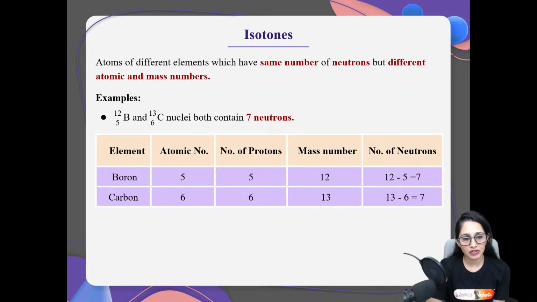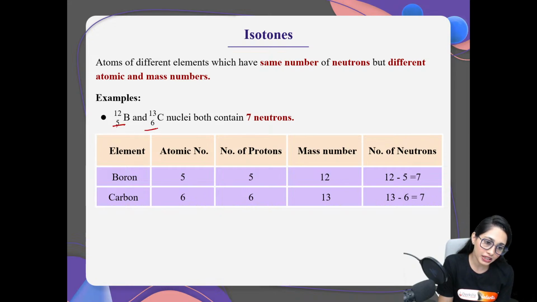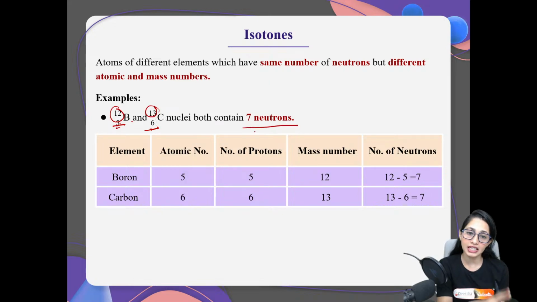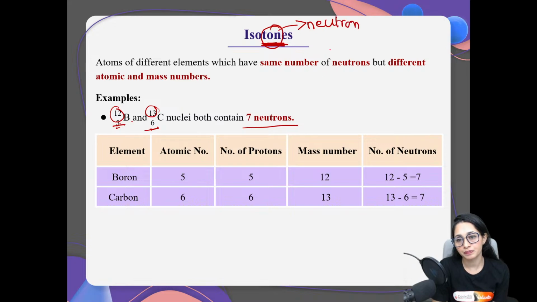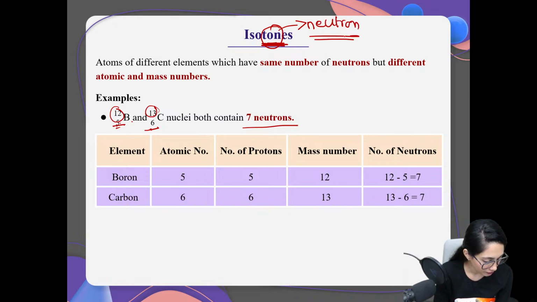And then we have some other examples, boron and carbon. These are isotones. What are isotones? They have the same number of neutrons but different atomic and mass numbers. Boron has 5 as its atomic number, 6 for carbon. 12 is the mass number of boron, 13 is the mass number of carbon. But if you calculate the number of neutrons, it is the same. You know how I remember this? Tone, neutron. The number of neutrons will be the same.